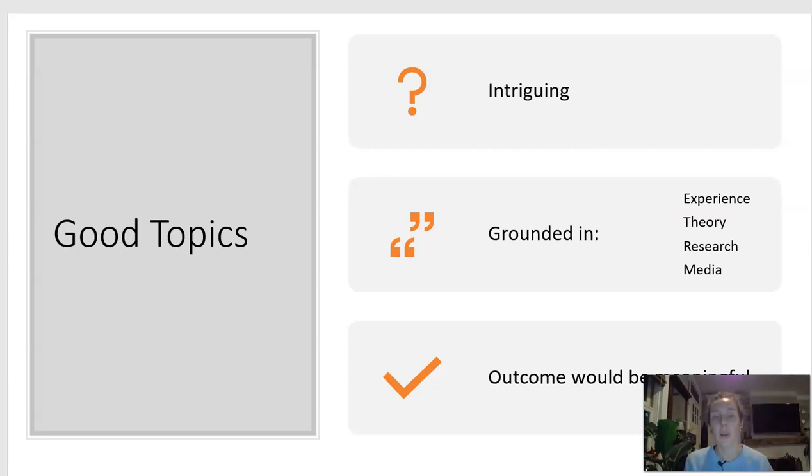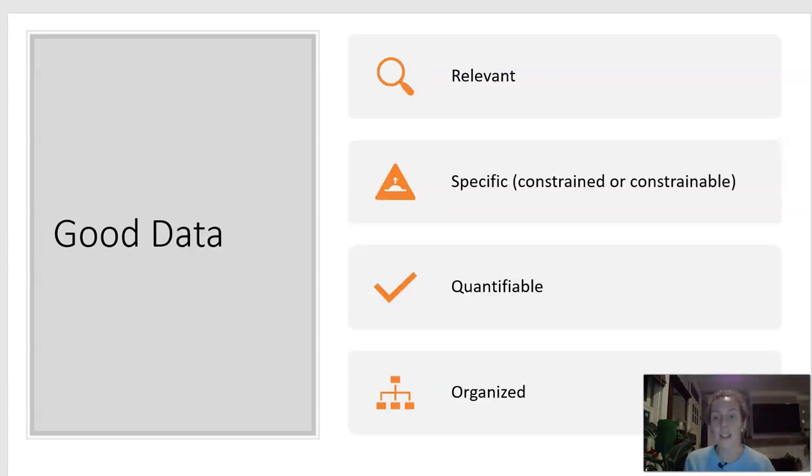Okay, so we have a checklist for good topics. What about good data? So good data, the best data, is relevant to your topic. Now, your topic may have to change to meet your data, but good data is going to be relevant to your topic. It's going to be specific, so it can be constrained or constrainable. So when you are looking for data sets, make sure that you are able to recover some details about how it was collected.